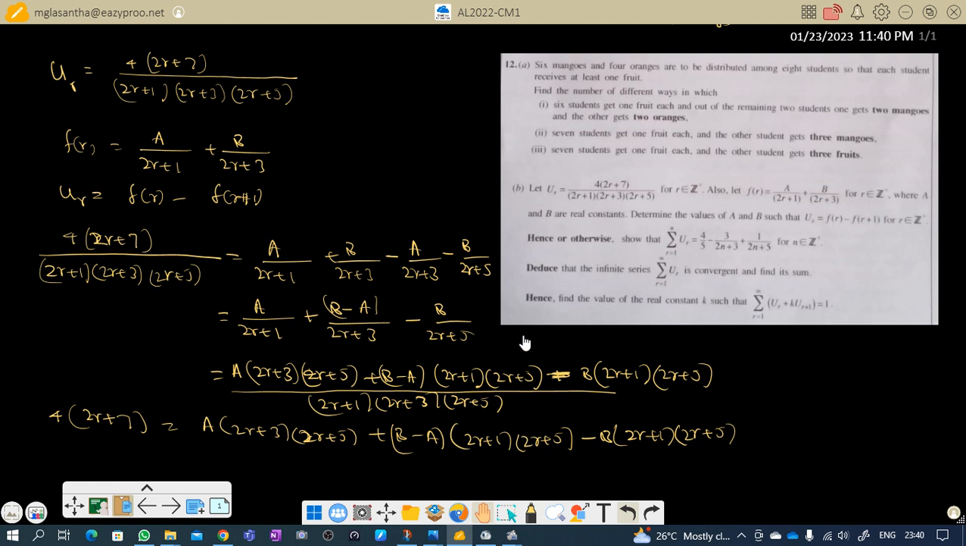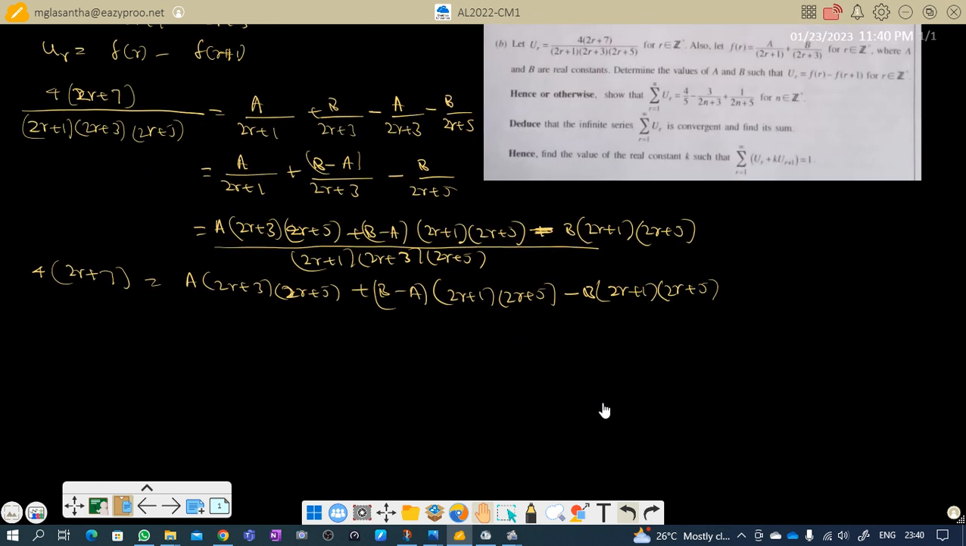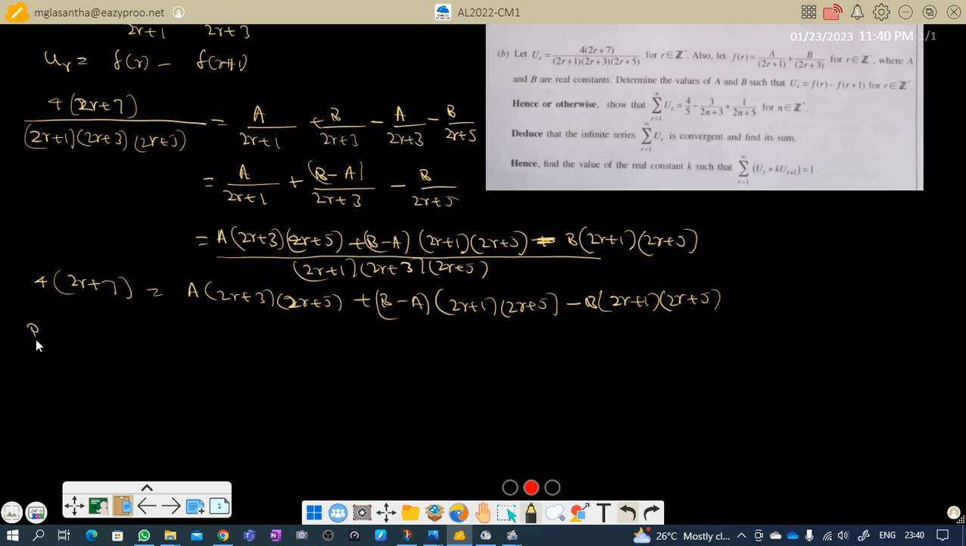Now if you substitute values for this, this is true, this is an identity. Now you can substitute different values, thereby you can find these constants capital A and capital B, right? You can put 2r equals minus 1. So you can find the value of A. If you put 2r equals minus 1, the second term and third term get cancelled because 2r plus 1 equals 0. Then you can find the value of A.